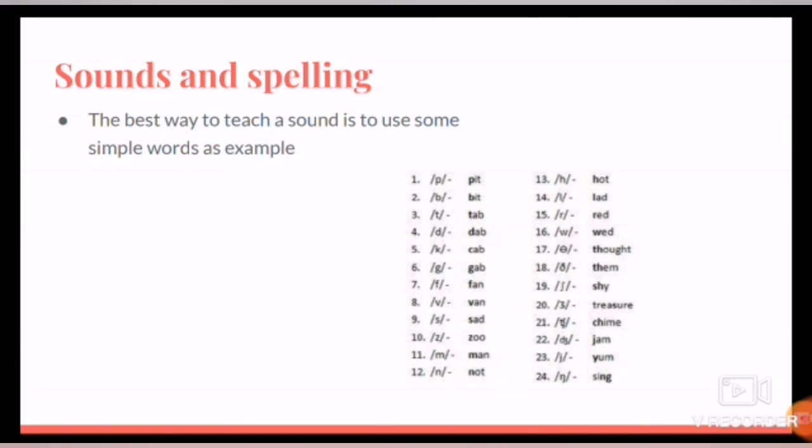Sounds and spelling. When a professor wants the students to know and recognize a sound, the best way to teach it is with simple words. So the students will be able to remember and know in which case they need to use this sound. We can see in the example that there are short words next to the sound that they're trying to represent.